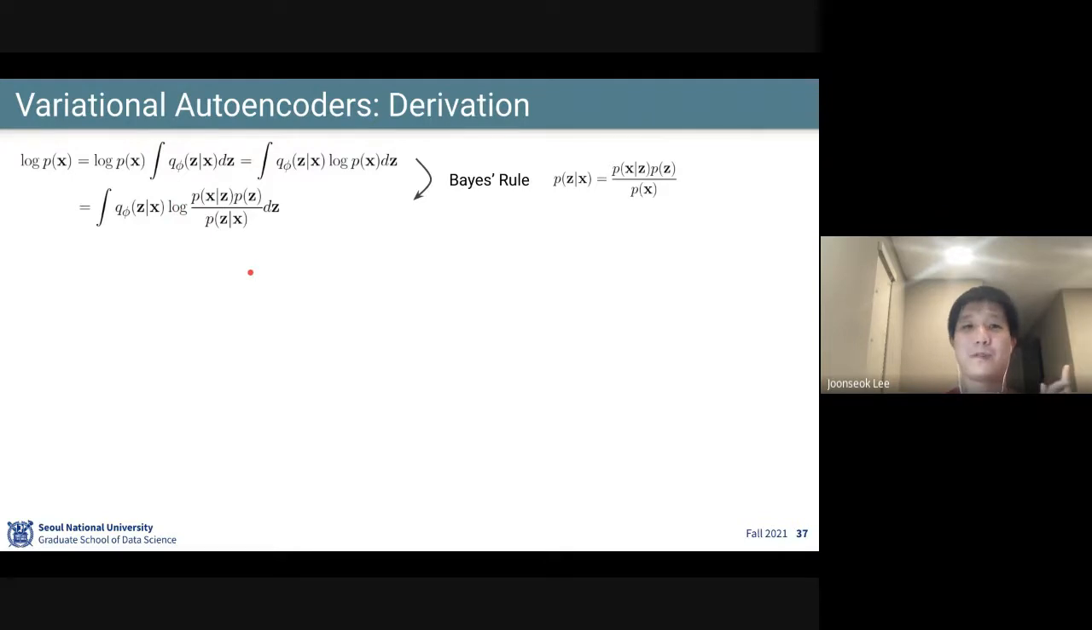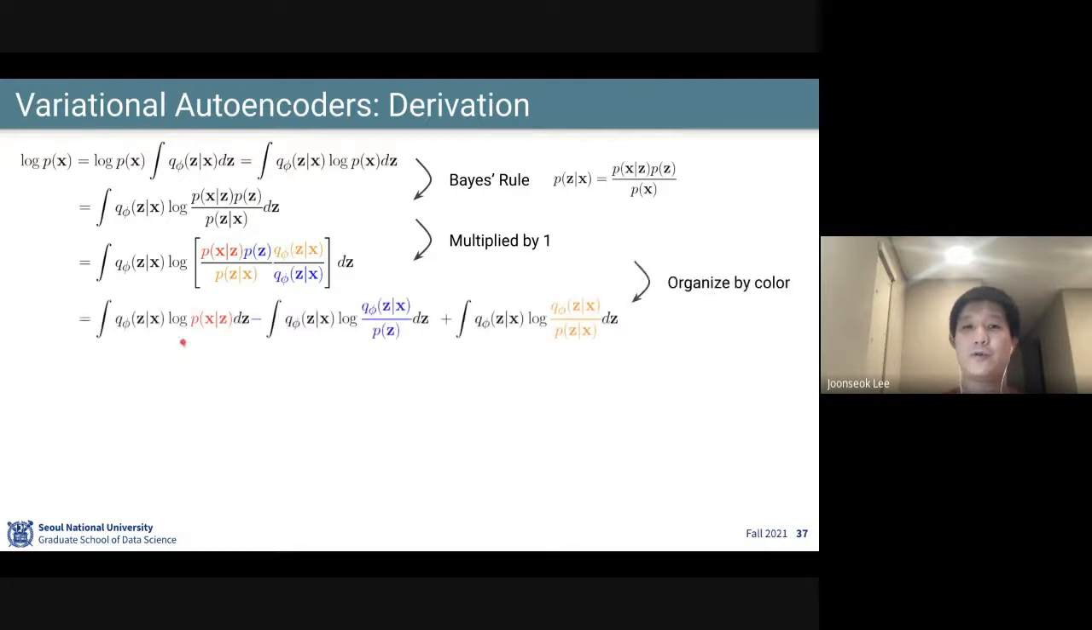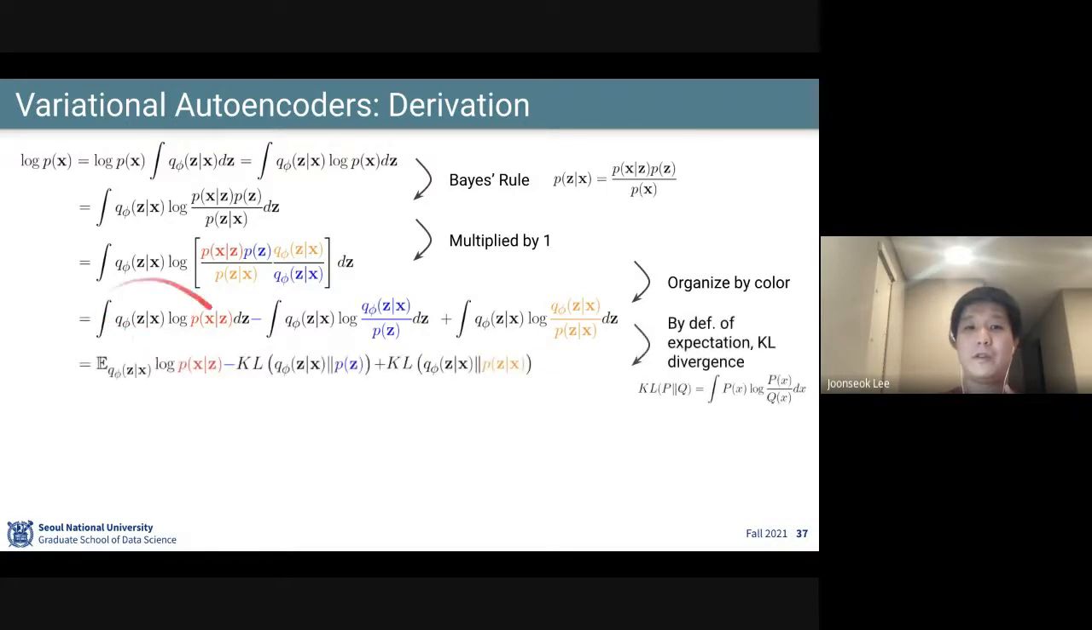Okay. Then I apply some colors here. Before that, 1 is multiplied, which is q divided by q, the same thing. And that is multiplied inside of this. And I apply these colors here. And I'm going to use these colors to distribute into 3 terms using the characteristics of the log, just organized by color. Okay. And then the first one is the definition of the expectation over this probability distribution.